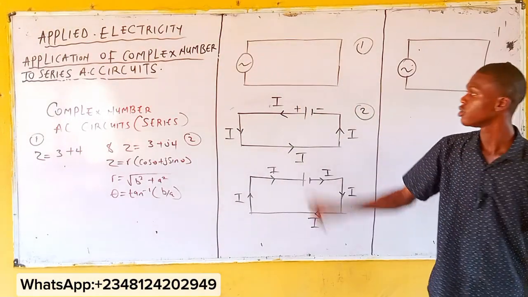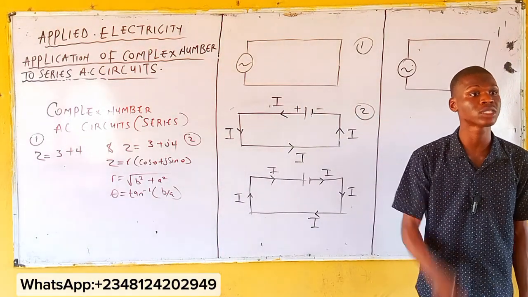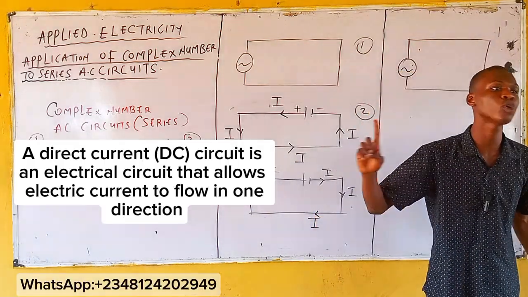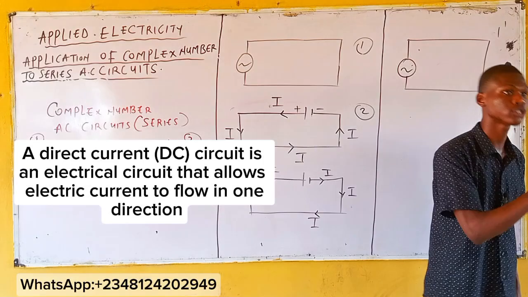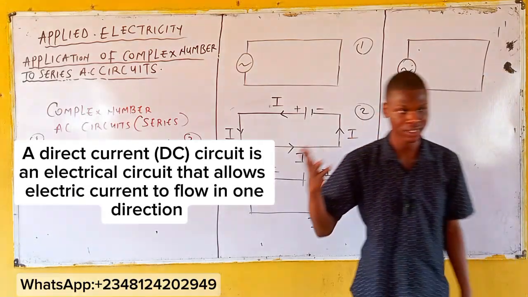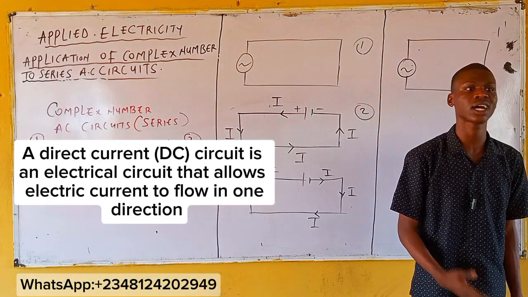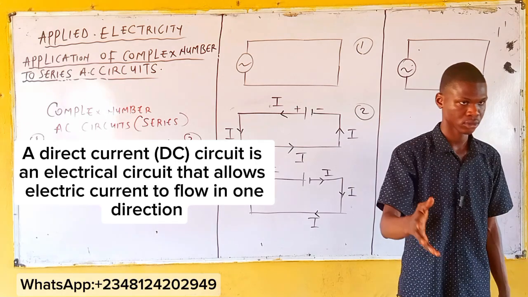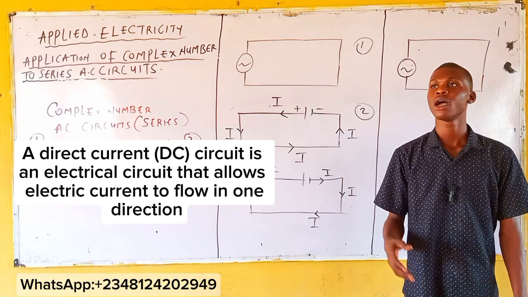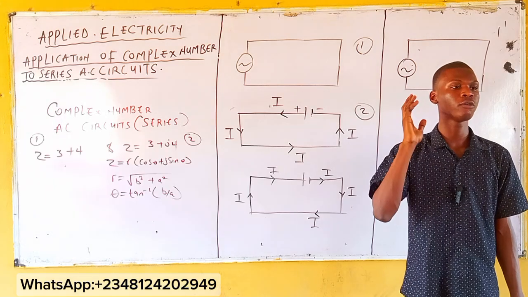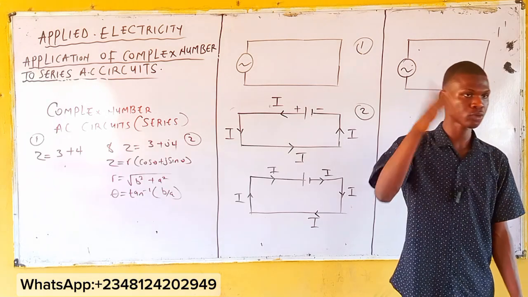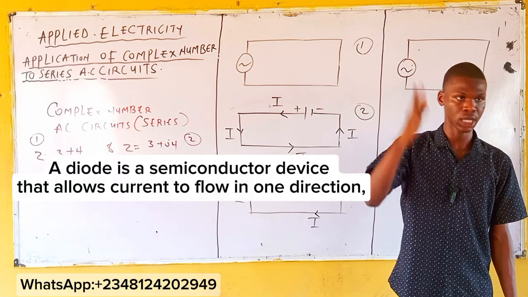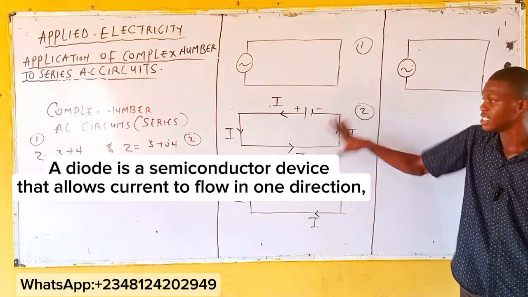Exactly. Because your DC circuit current always flows from what? Higher potential to lower potential, meaning that your current moves in what? Only one direction, meaning from positive to negative terminal. So by definition, DC circuit means that your current is moving in one direction. Can you give me an example of a circuit element that just moves in one direction? A diode. A diode moves in one direction. So that's the DC circuit.